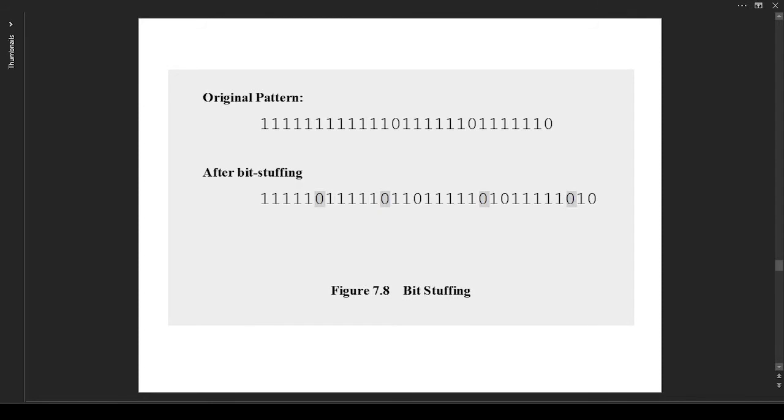It shows an example of bit stuffing. In figure 7.8, we will note that in the first two cases, the extra 0 is not strictly necessary for avoiding a flag pattern, but is necessary for the operation of the algorithm.